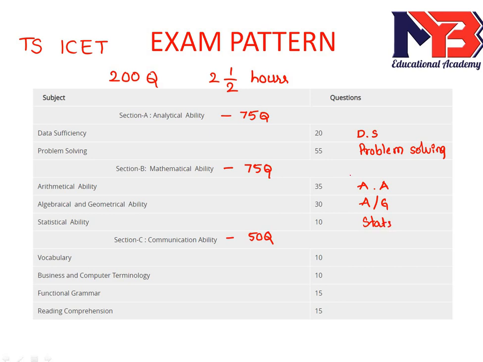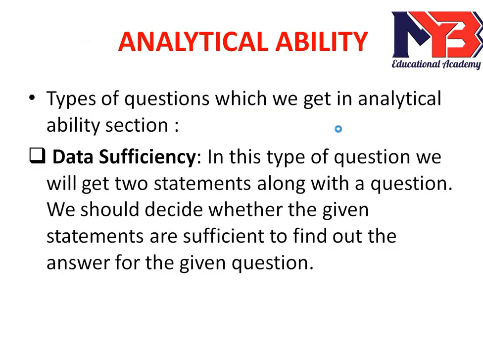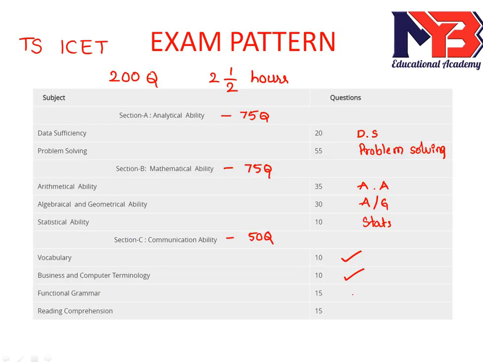Of the 50 questions from Communication Ability, 10 are from Vocabulary, 10 are from business and computer terminology, 15 are from functional grammar, and another 15 are reading comprehension questions. So they will cover all 50 questions from communication ability.